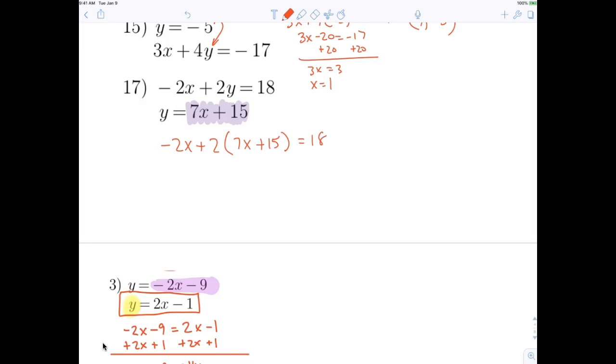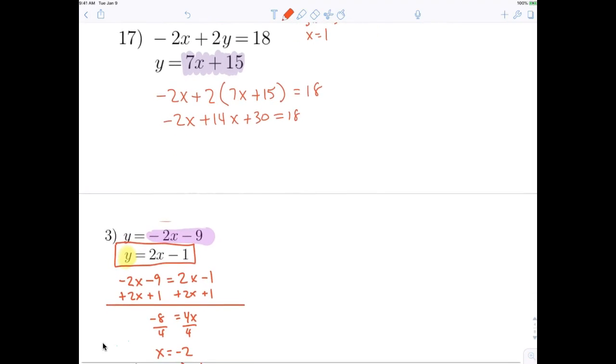Will, are you still with me? Jesse? Emily, you got a question? Any questions? All right. Now I have to do what with the 2? What do I distribute? So when I distribute, negative 2x plus 14x plus 30 equals 18. Allison, how are you? Combining like terms, 12x plus 30 equals 18.